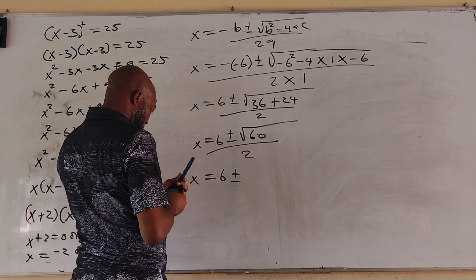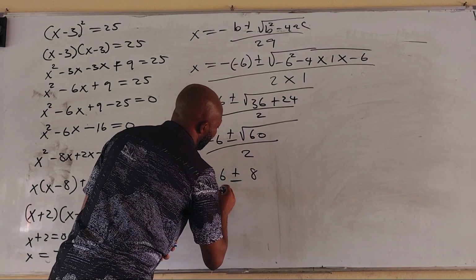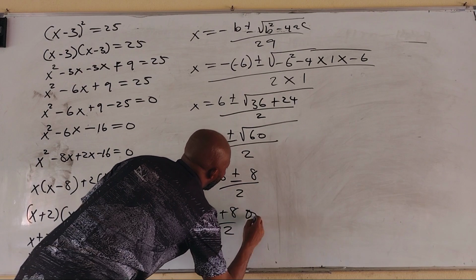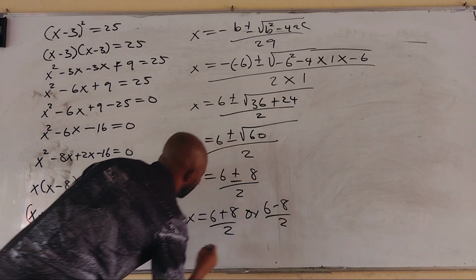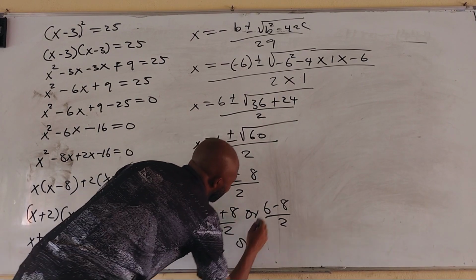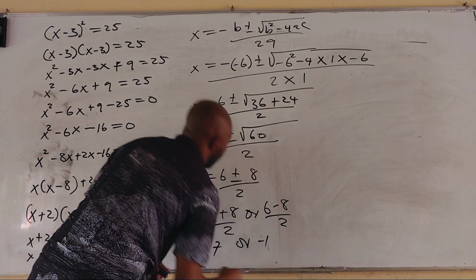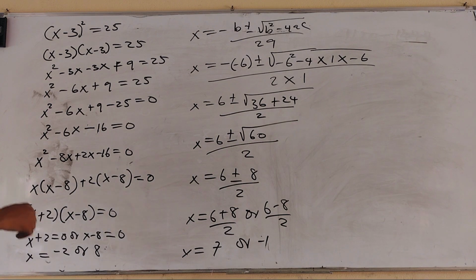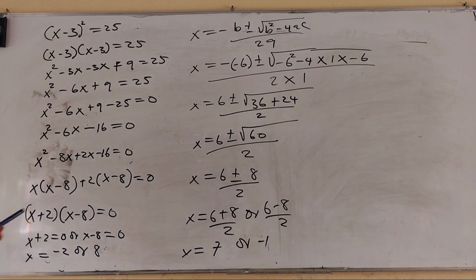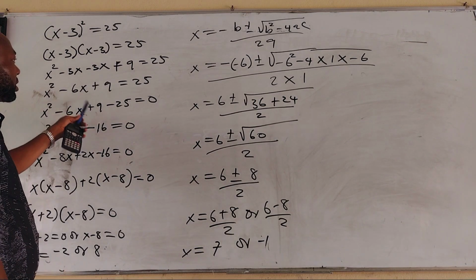I don't think that's the square root. 7.7, which is approximately 8 over 2. Now x is equal to 6 plus 8 over 2, or 6 minus 8 over 2. X is equal to 6 plus 8 is 14 over 2, which is 7, or 6 minus 8 over 2, that is minus 1. So that's not it. That's not it at all. So it's not correct.